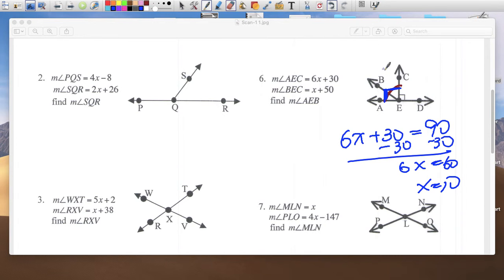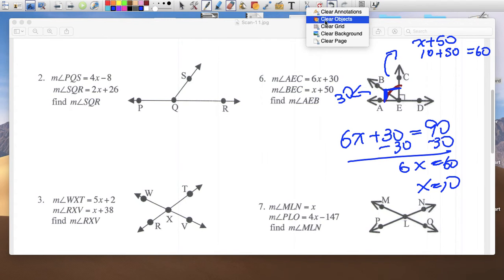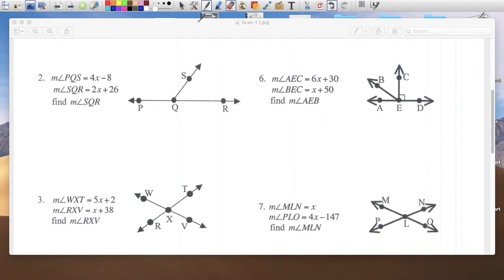Now angle BEC right here, let me find out. Angle BEC is represented by x plus 50. Substitute x equals 10, 10 plus 50, and that's going to give me 60. So if that's 60, this has to be 30 because it's the complement.